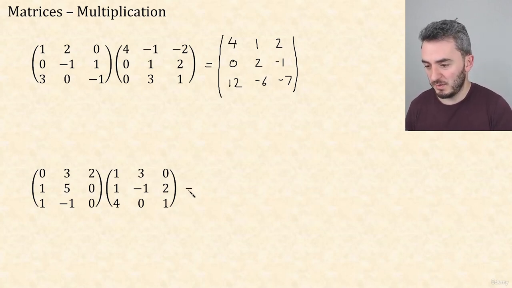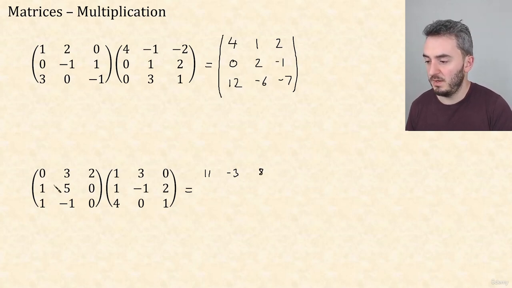Let's run through this one quickly. Again, pause the video, try this one for yourself. We get 0, 3 plus 8 is 11. 0 -3, 0. Then 0, 6 plus 2 is 8.